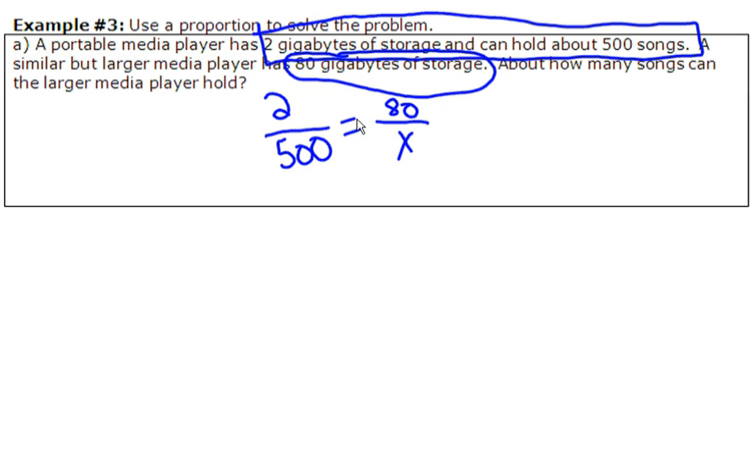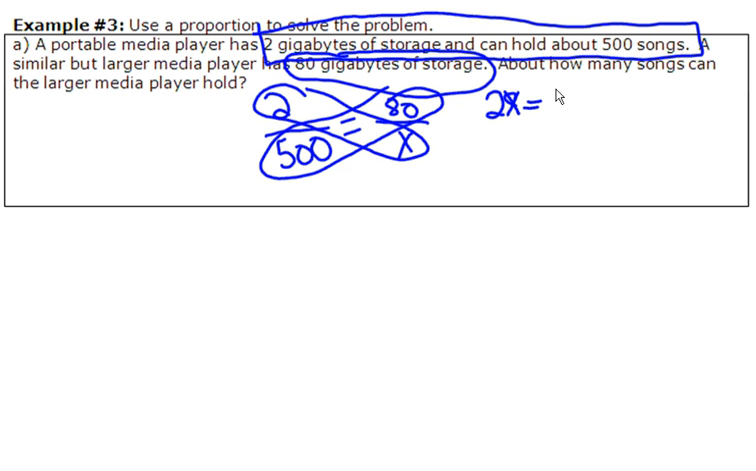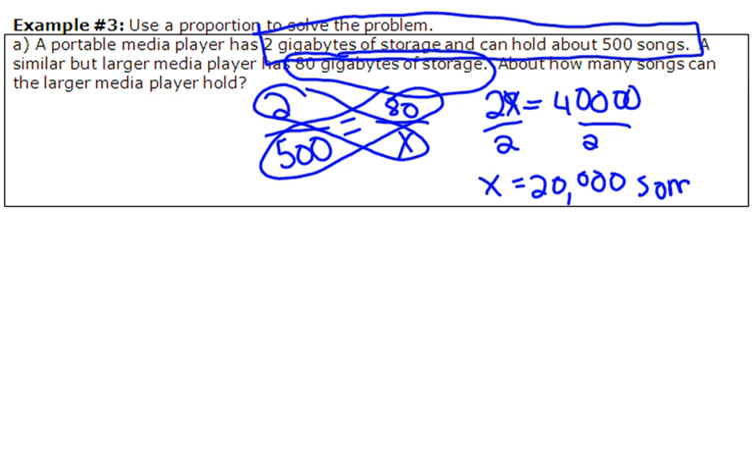Now it's just like any other problem. I'm going to cross multiply, so I'm going to take 2 times x, which is 2x. I'm going to take 80 times 500, which is 40,000. And I'm going to solve for x, so I would divide by 2. So 40,000 divided by 2 is 20,000. And since we're talking about a word problem, we want to write our answer in units. So we're talking about songs. So it can hold 20,000 songs.